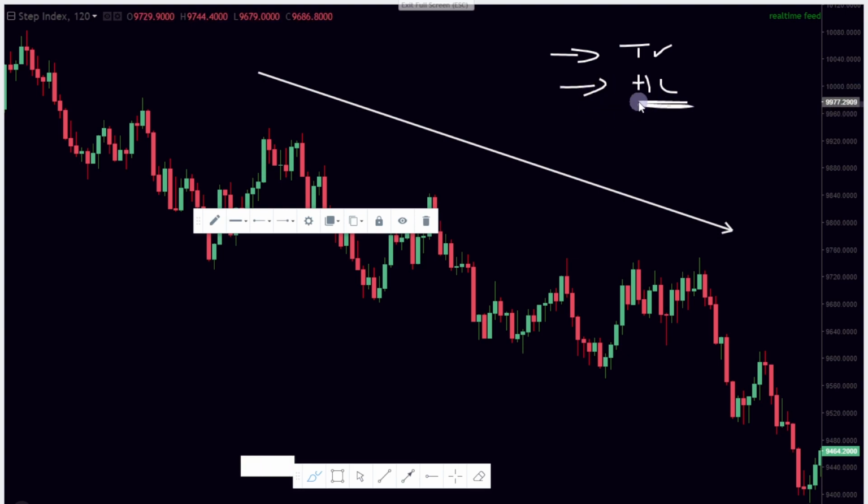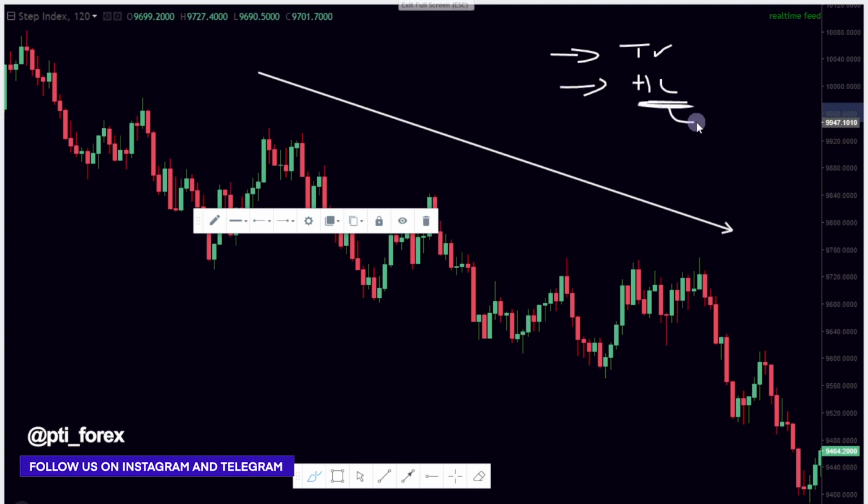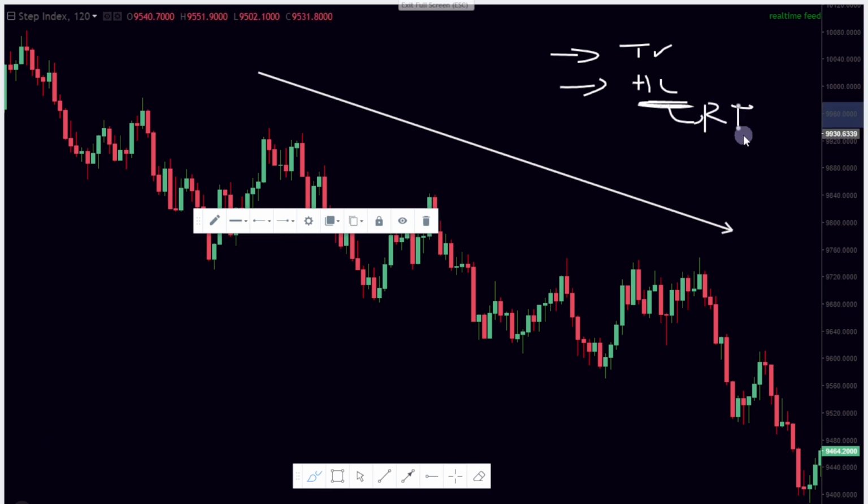What do I mean by entering using horizontal level? It is using the common method which is known as a retest, whereby the support level changes and becomes the resistance, or the resistance level changes and becomes support. So that's what the retest is all about.